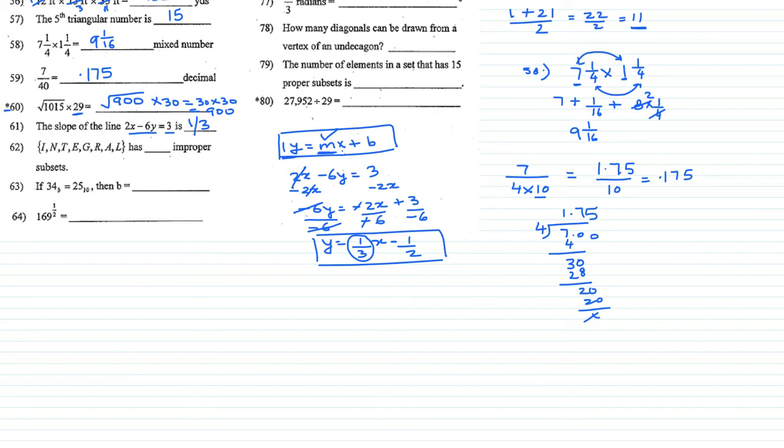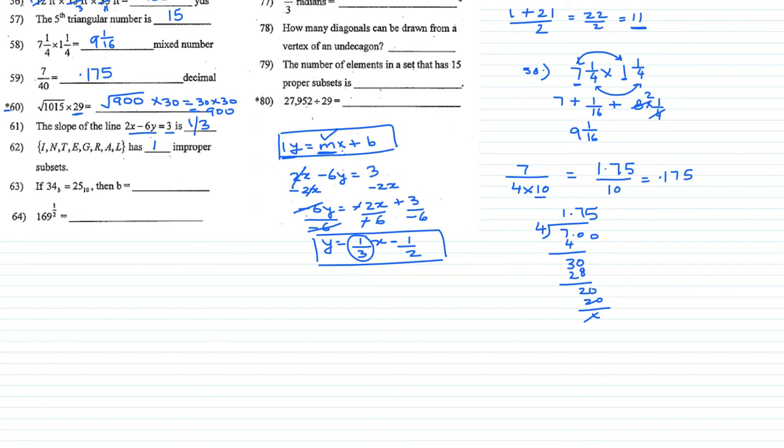Question 62. This set has how many improper subsets? So the subset that is improper is the one that has all the elements of the original set. So there is only one such subset, so the answer will be 1.